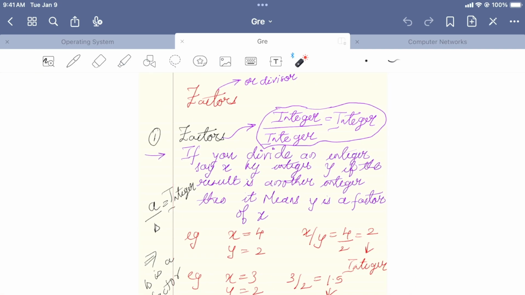Now factors. A number is said to be a factor if, on dividing by that number, the answer obtained is an integer. Suppose I have x by y and the answer is 4. Then we say y is a factor of x because the answer obtained is an integer. Integers range from negative infinity to positive infinity. They only include the numbers which are without decimal points and also include 0.